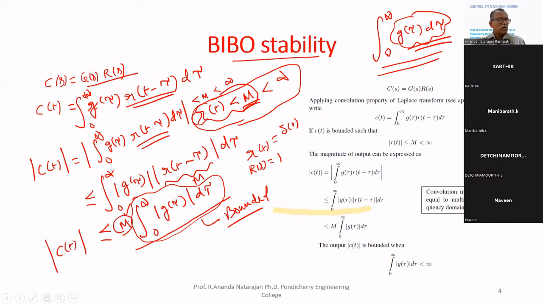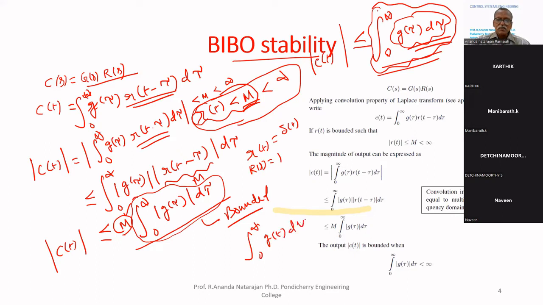So modulus of C of T must be less than or equal to this. It means this impulse response must be bounded. The impulse response must be bounded, or the integral of G of T dt must be bounded. Both are the same. The integral of G of T dt must be bounded for a stable system.